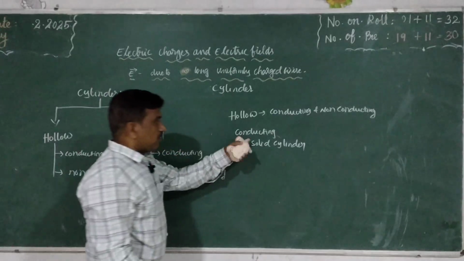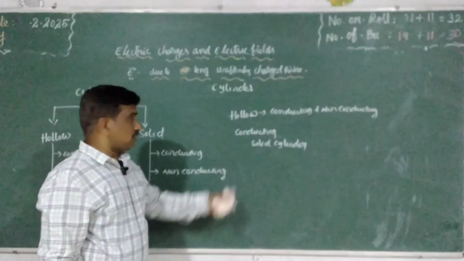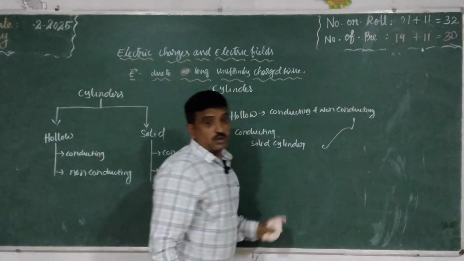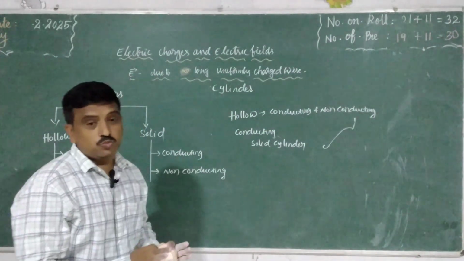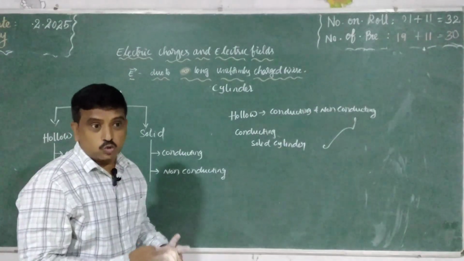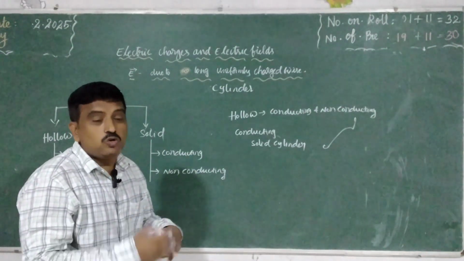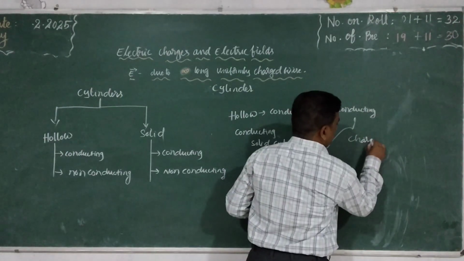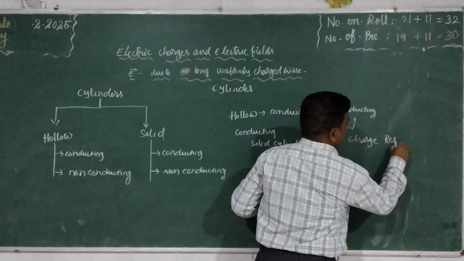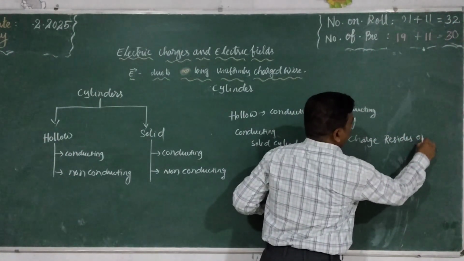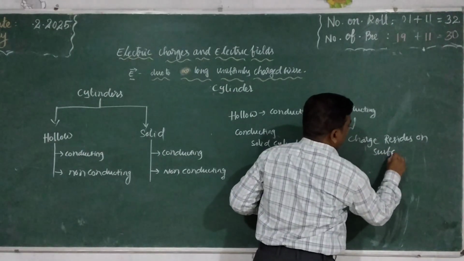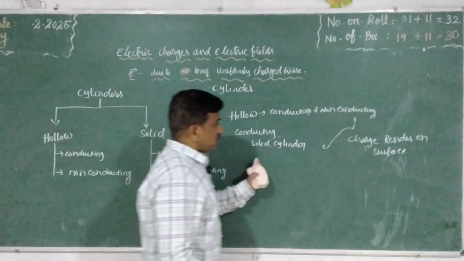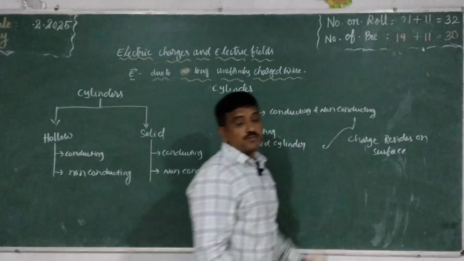Conducting and non-conducting hollow cylinders, and conducting solid cylinders: in these, charge will be distributed uniformly, but the total charge resides on the surface of the cylinder. On the surface only it will be there, not inside. Inside there is no charge; only the total charge resides on the surface of the cylinder.